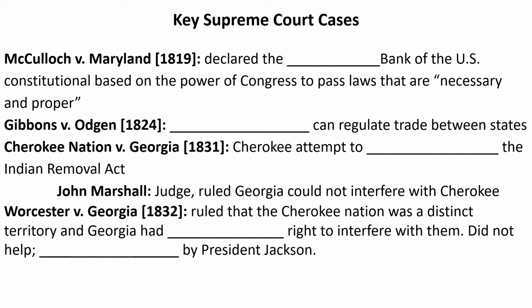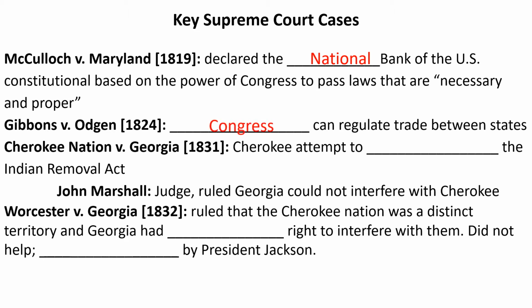I'm here to help you understand some key Supreme Court cases of what is known as the President Jackson era. First one is none other than McCulloch v. Maryland in 1819. What this Supreme Court case did was declare that the National Bank of the United States was constitutional, based on the power that Congress had to pass laws that are deemed necessary and proper for the survival of the United States.